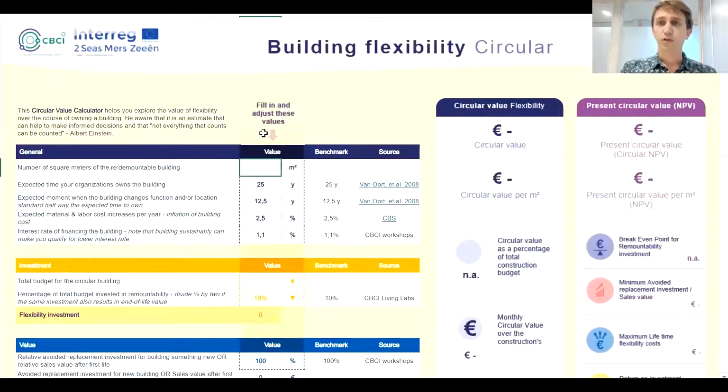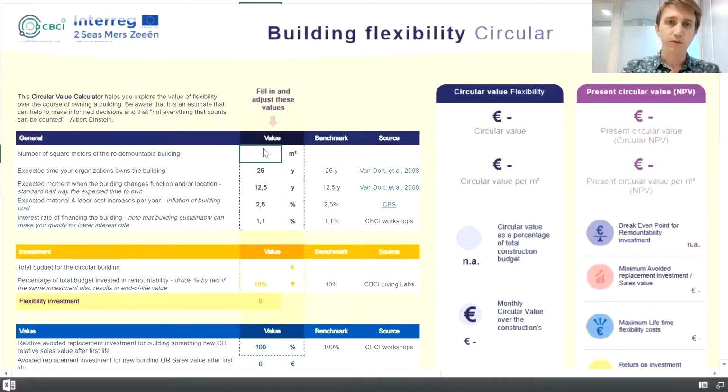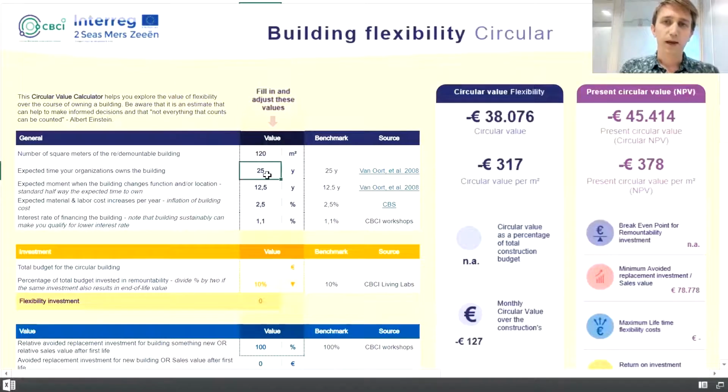What we're going to try to do is fill in the values for a house. So a house is 120 square meters, right about. And there's a lot of benchmarks in here that we have created by doing research together with initiators in the building industry that we made this calculator with. And these benchmarks help you to more quickly fill in the calculator. But we give you the flexibility to basically fill in whatever you like. And this will be the construct to get towards the value.